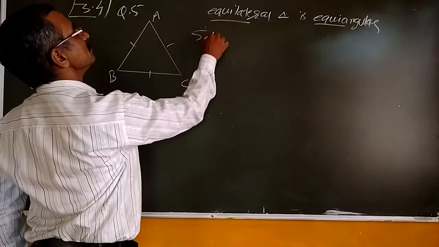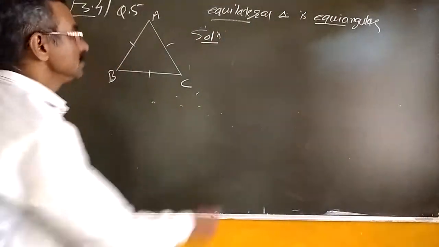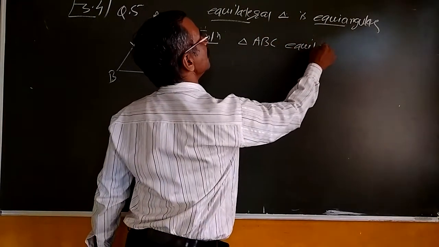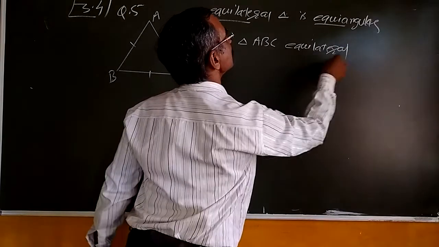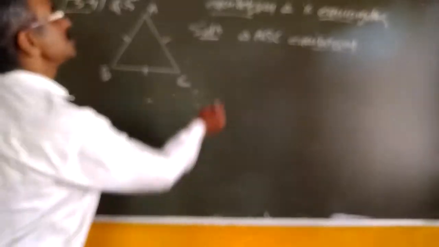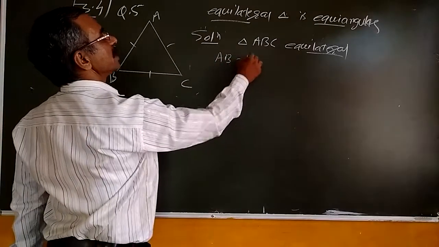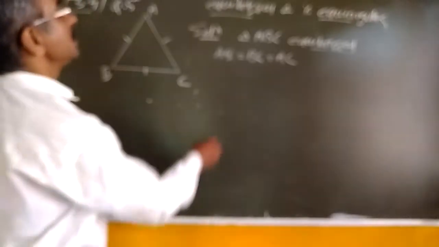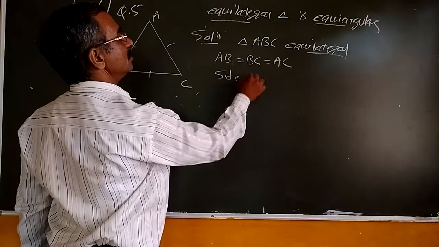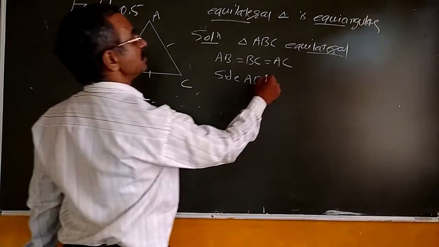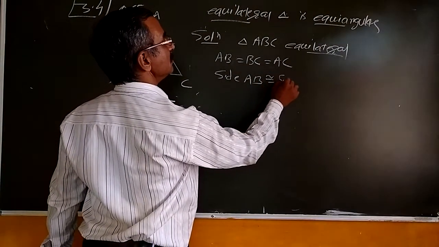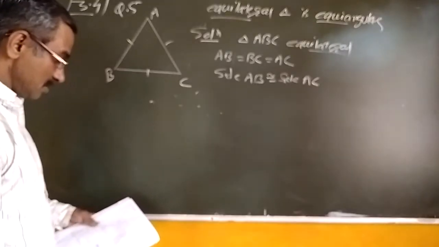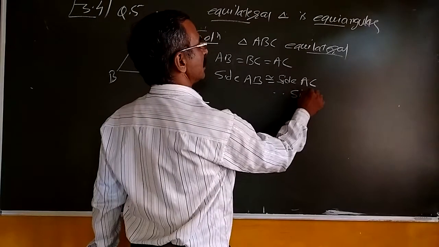The solution of it. What is given here? ABC is an equilateral triangle. Equilateral means their sides are equal, means side AB is equal to side BC is equal to side AC. From that we are taking the two sides, side AB and side AC. These two sides are congruent because they are sides of an equilateral triangle.